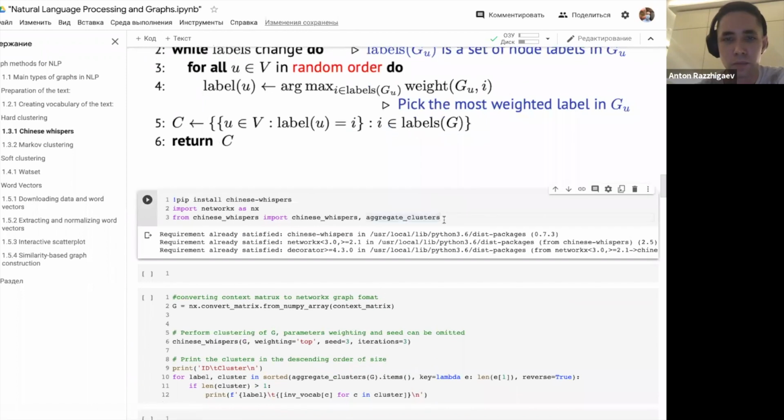There are implementations created for such a simple algorithm. We can install Chinese whispers with pip install.